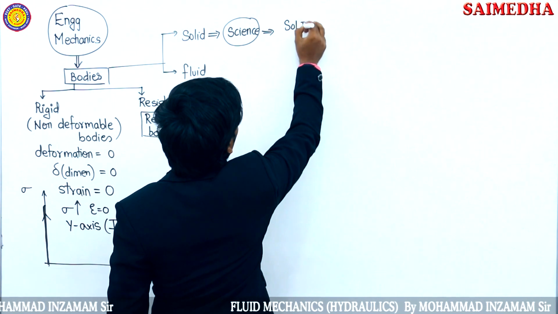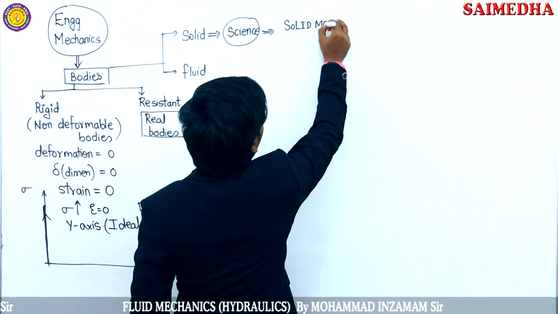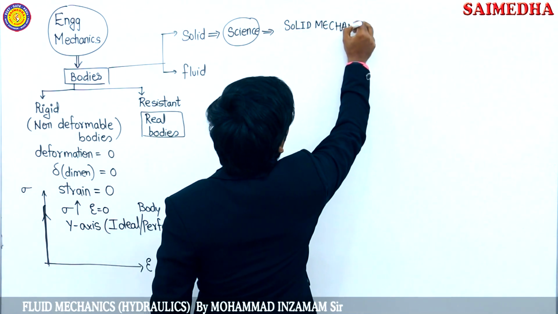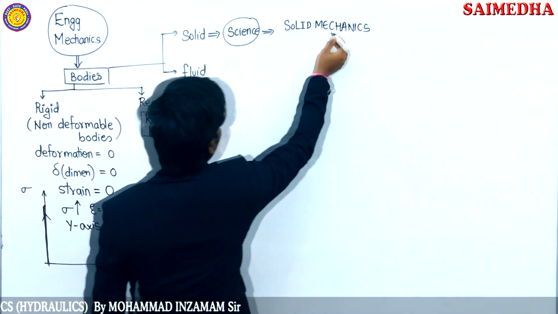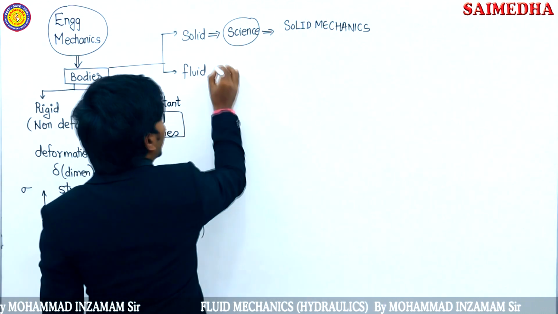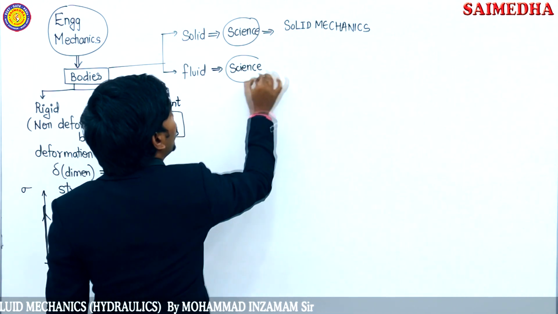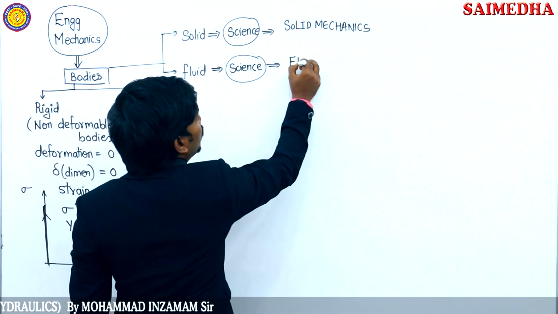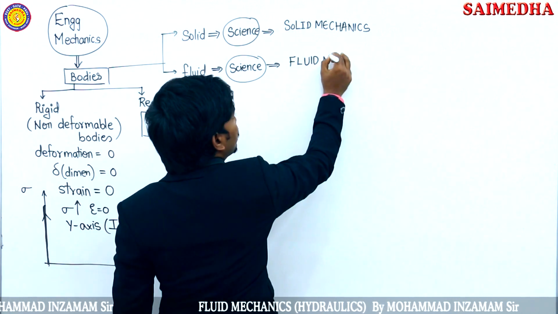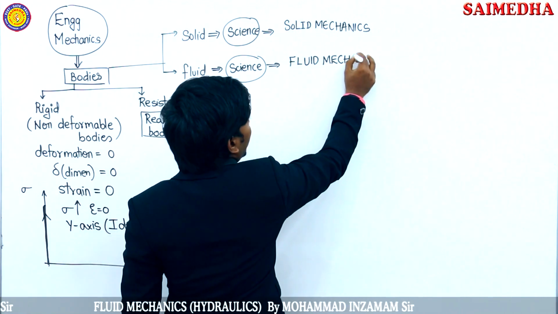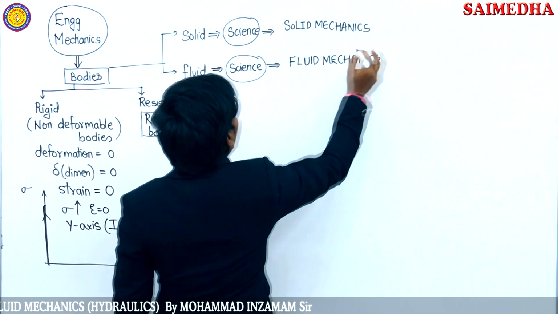That science is called what, guys? Solid mechanics. Have to focus and try to remember the names, guys. Solid mechanics is the science which deals with the behavior of solids only. Fluid, the science which deals with the behavior of what, guys? Fluid. That science is called what? Fluid mechanics. The science is called what? Fluid mechanics.